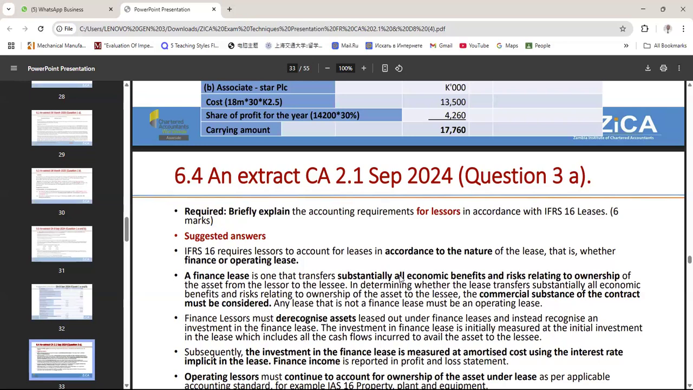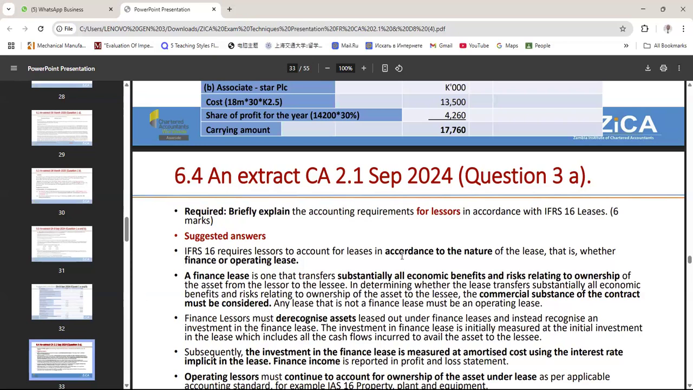It's a new standard. In the books of the lessor, the owner of the asset, the accounting treatment depends on whether it's an operating lease or finance lease. That should be the opening statement, 1 mark. If it's an operating lease, where substantial risks and rewards have not been transferred, then the asset will continue appearing in the financial position, then you only account for the rental income on a straight line basis. If it's a finance lease, where substantial risks and rewards have been transferred, then the asset must be derecognized. That's what they tested here. So take note of that.